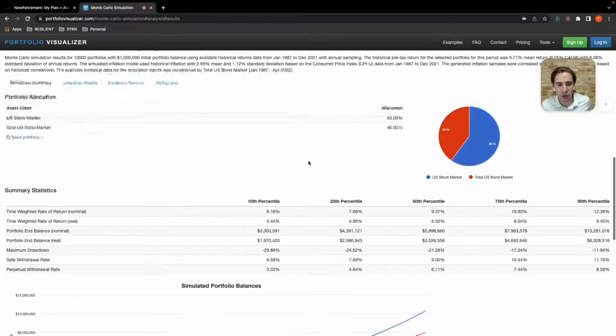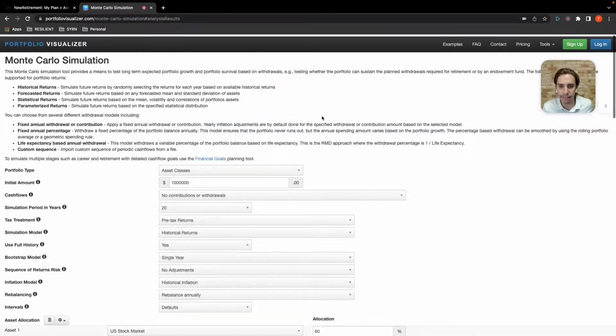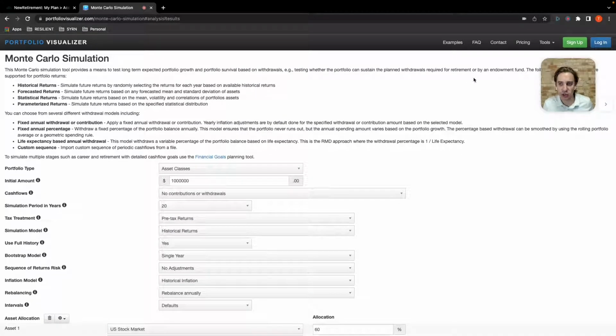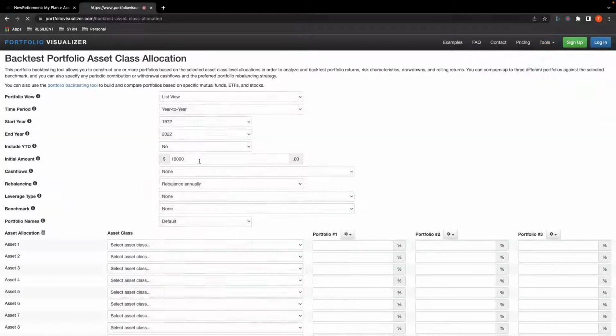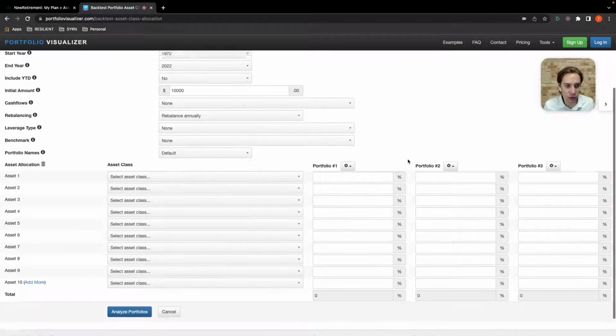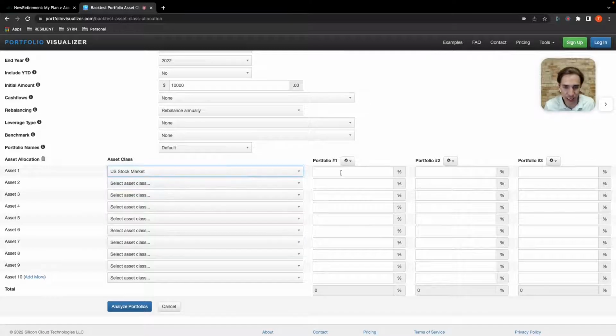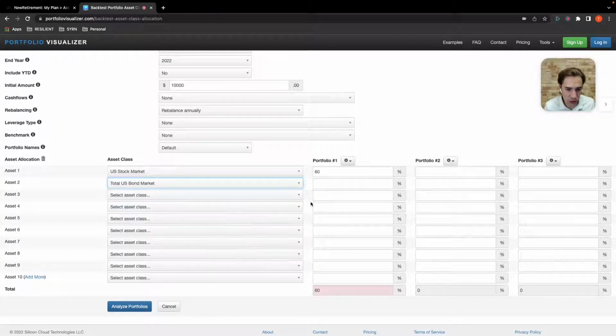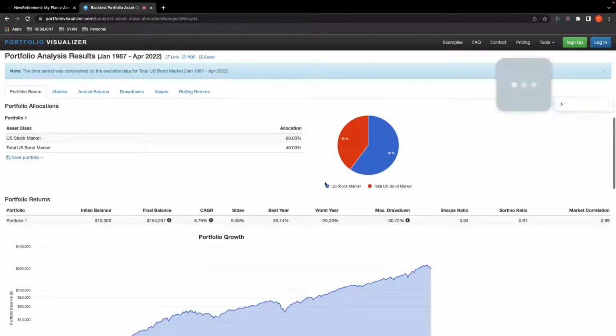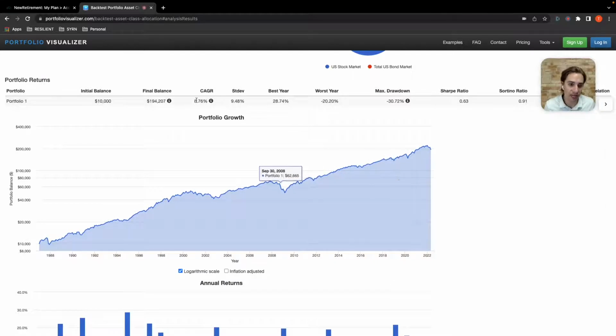And again, just to recap, the first thing that you want to do is use the back test asset allocation, and go through and plug in your asset allocation. Again, 60-40, 60% stocks, 40% bonds. Let's go to 60-40, run it. 8.76% is the historical average over time. Adjusted with inflation is 5.84.